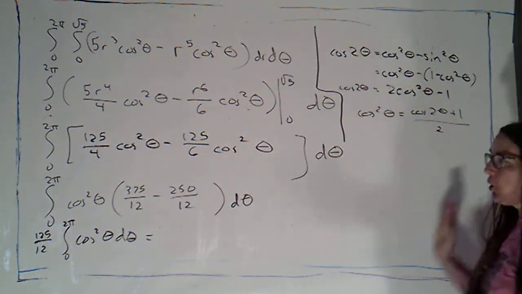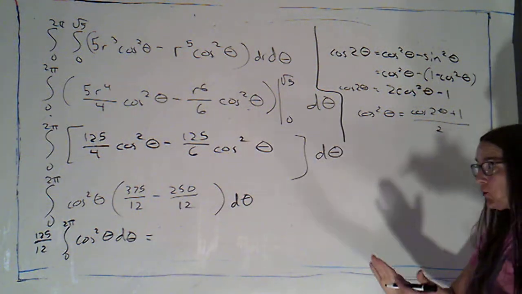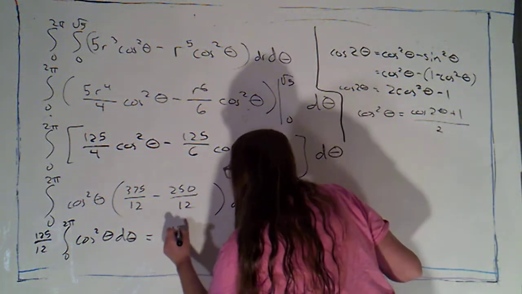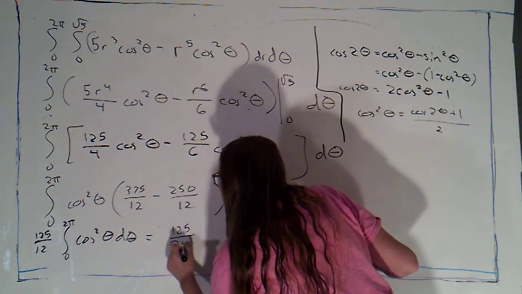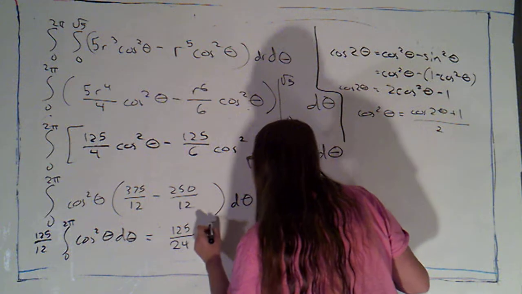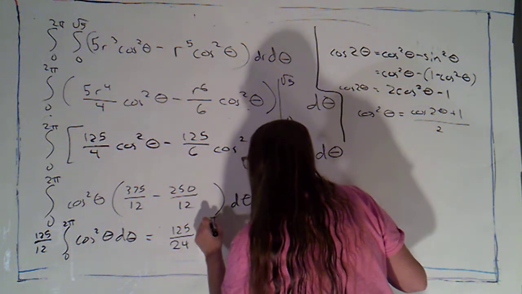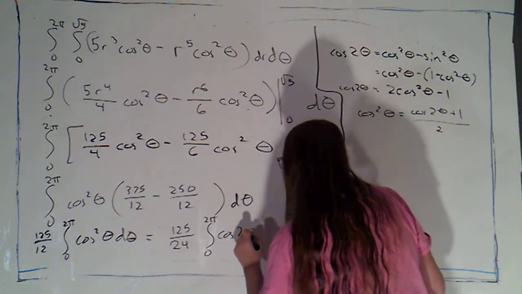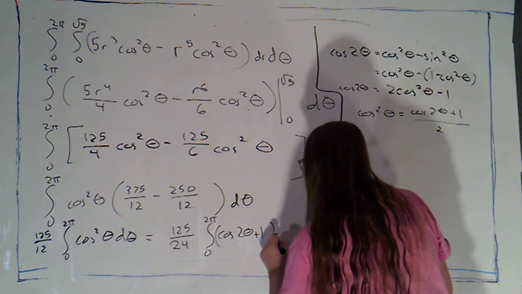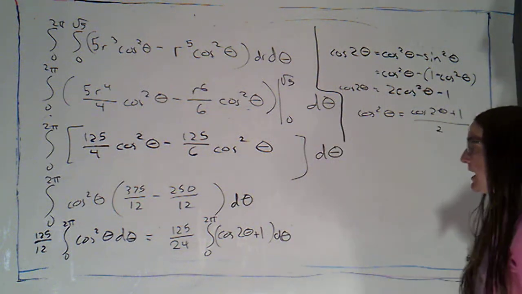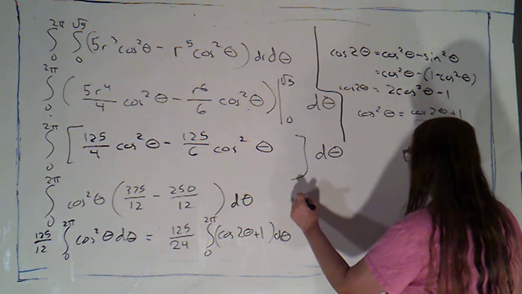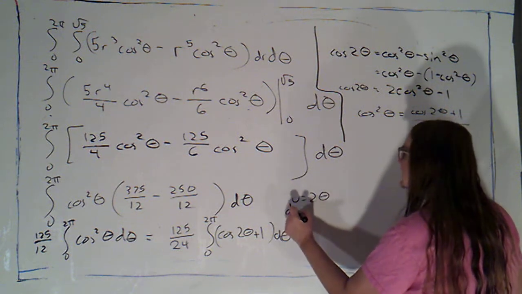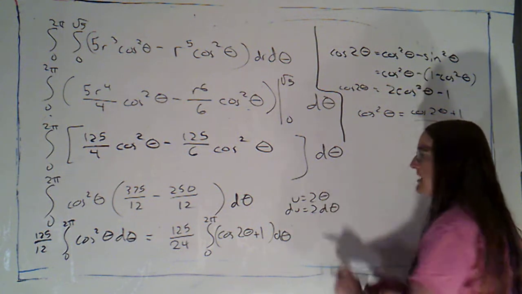So I'm going to rewrite this that way. I'm going to go ahead and just pull the 2 in the denominator out right from the get-go. So this is going to become 125 24ths because I've pulled out the 2. Integral from 0 to 2 pi cosine 2 theta plus 1 d theta. And now it's just a quick u sub. Let u equal 2 theta. du is 2 d theta.